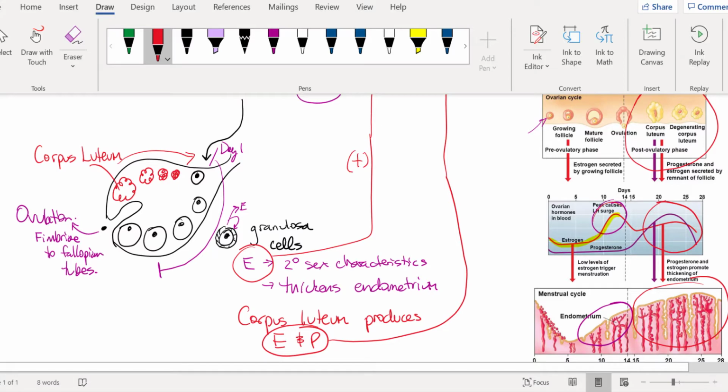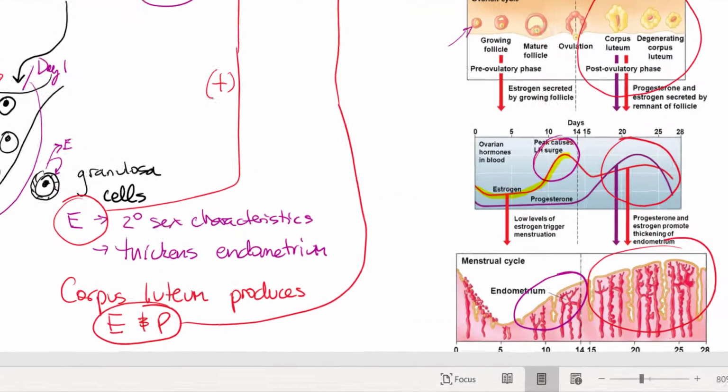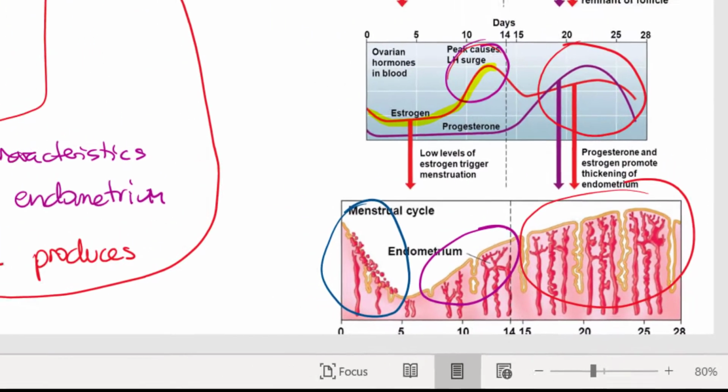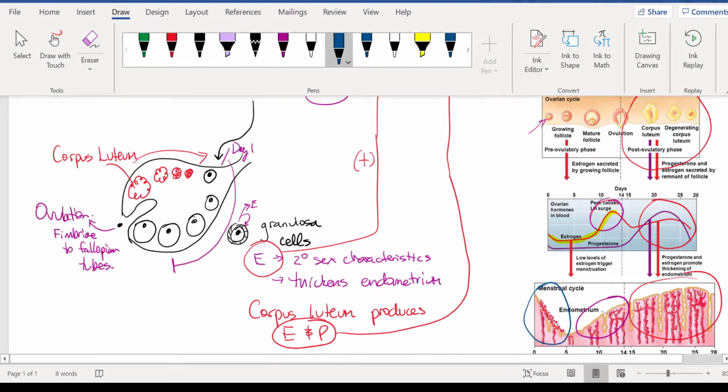But in that time, there's not enough hormones to maintain the endometrial lining. And if someone's not pregnant, then this is shed in the first 5 days of the cycle.